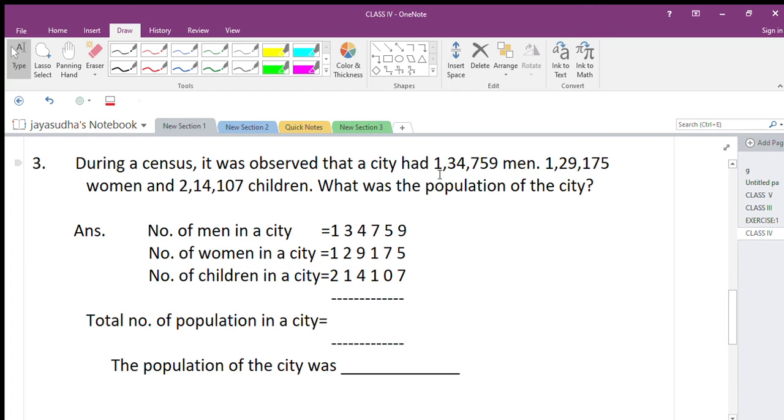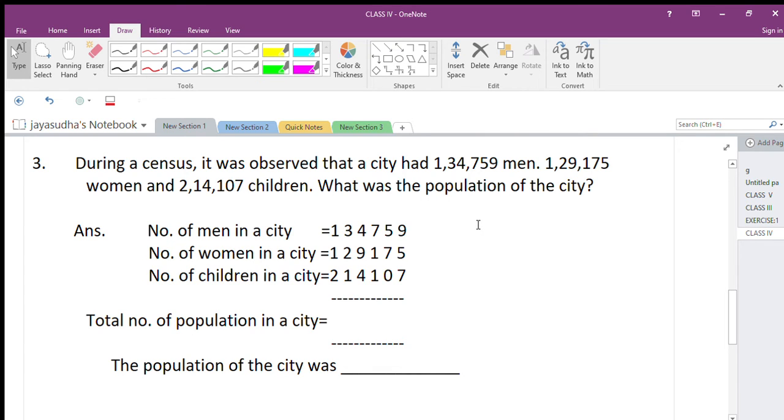It was observed that in a city, you take only one city to observe, there were 1,34,759 men in the city, then 1,29,175 women in the city and 2,14,107 children in that city. So what you are asked is, what was the population of the city?